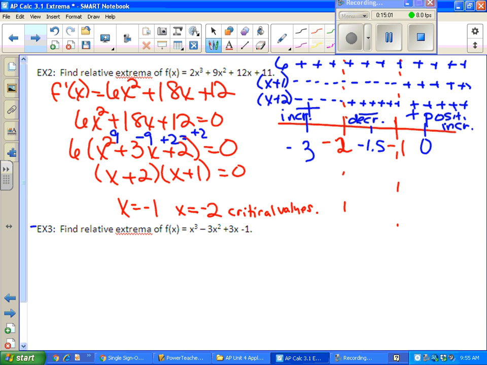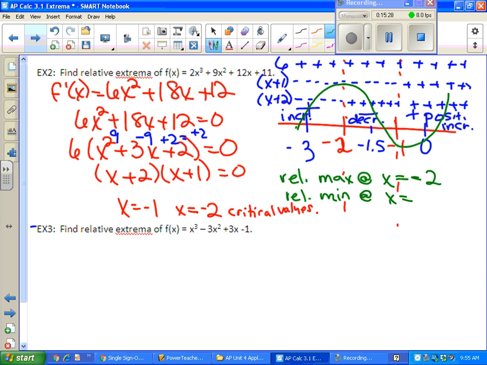Have we figured out yet? Do we know the relative extrema? If it increases and decreases, what's happening? Increases till it gets to here, decreases here, then it increases again. So we have a relative max at x equals -2, and we have a relative minimum at x equals -1.